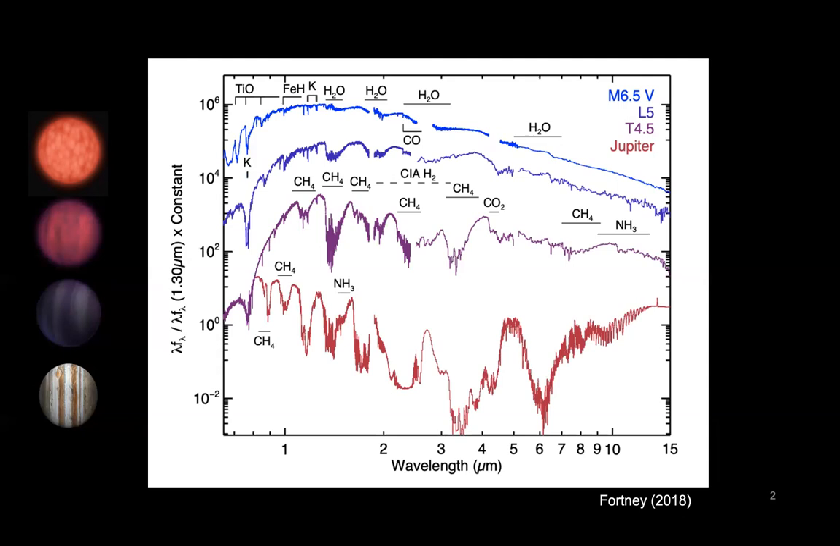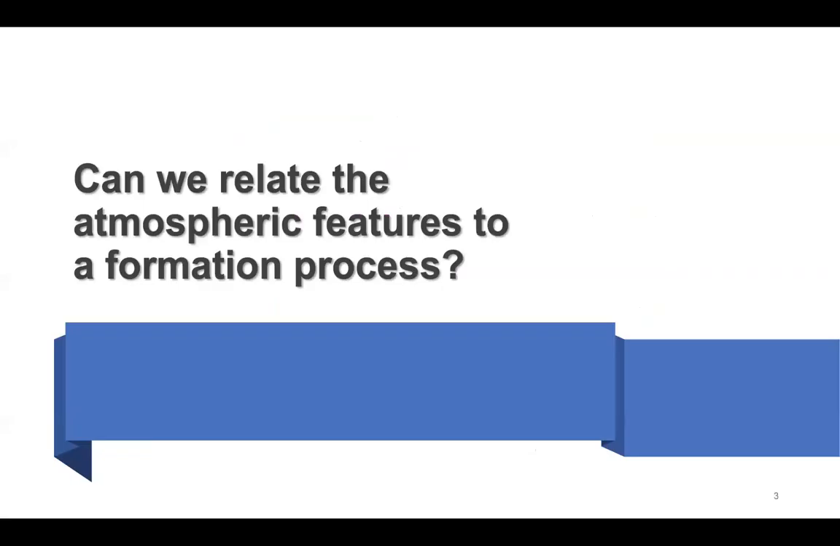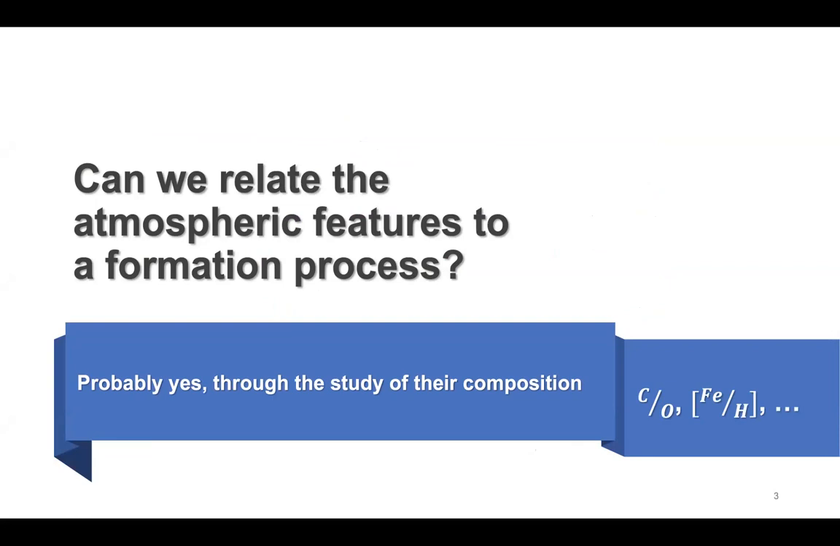As we were just looking at, between brown dwarfs and giant planets there is not such a big difference. Brown dwarfs actually behave pretty much like giant planets. So how can we actually differentiate these two types of objects, or how can we say that they are similar? A possible way of doing this is by looking at atmospheric features, a signature that relates to the formation process. This can be done through their composition. For example, by studying the C/O ratio or the metallicity of the objects, we can try to make this connection. And this is the idea of the project.